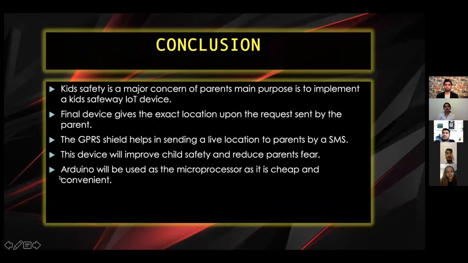Moving on to the conclusion, kid safety is a major concern in the world. So we are implementing the Kid SafeWay IoT device to track the location of the kid. The final device will give the exact location upon the request sent by the parent or the guardian. The GPRS shield will help in sending the live location to the parents by a short message saying you will receive the location of the child by clicking the link below. This device will also improve child safety and, most importantly, reduce the fear of parents. Arduino will be used as a microprocessor because it's cheap and convenient.